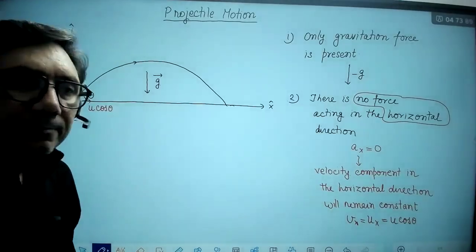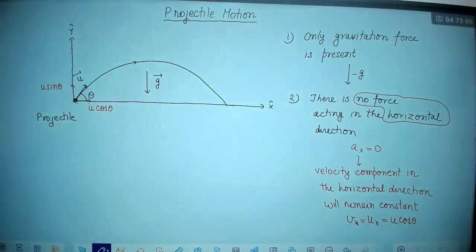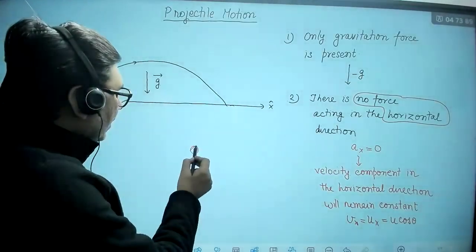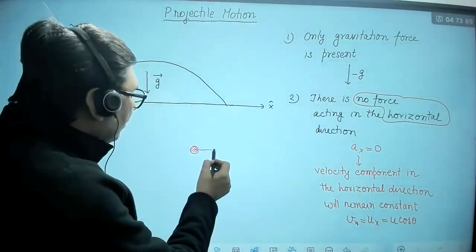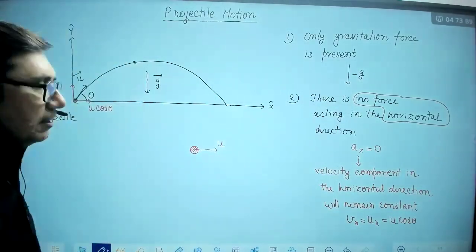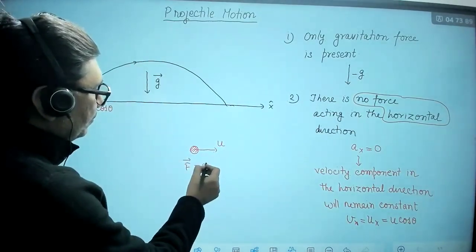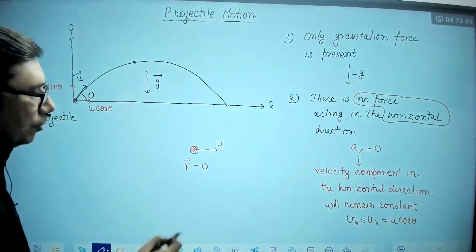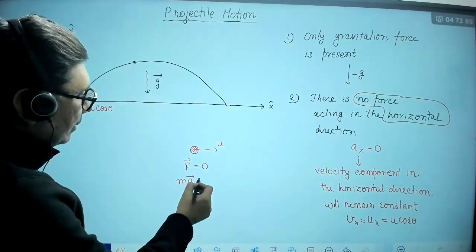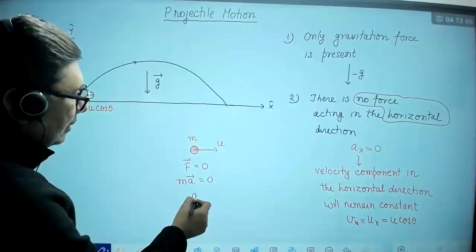Student: Sir, I can't understand the second point. Okay. Basically, if some object is moving with an initial velocity u and no force is acting on it, then what is going to happen? F equals ma, that is 0, and the mass of this particle is m, so the acceleration is 0.